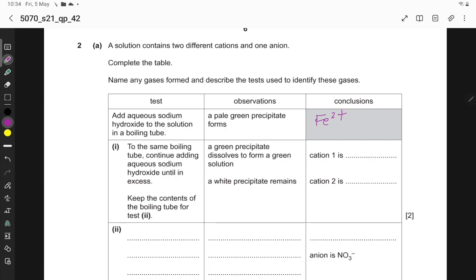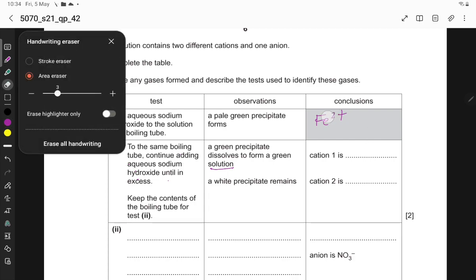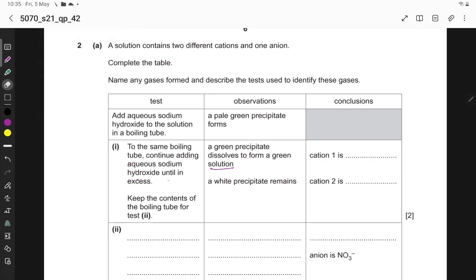In the same boiling tube, continue adding aqueous sodium hydroxide until in excess. So the green precipitate dissolves to form a green solution. This will be chromium. So it is not iron 2. So the answer is not required in this box. So cation 1 is chromium 3 positive. A white precipitate remains. Green precipitate dissolves to form a solution.